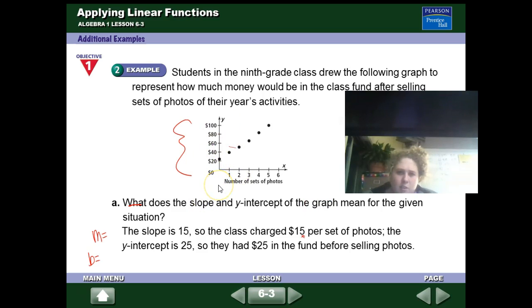Since this is showing sets of photos, that is what my rise and run is showing. I went up $15 per set. So $15 was my slope, so the class charged $15 per set of photos. My y-intercept is 25. So I'd write b equals 25. And what is this saying? That means they had 25 bucks in their fund before selling the photos.